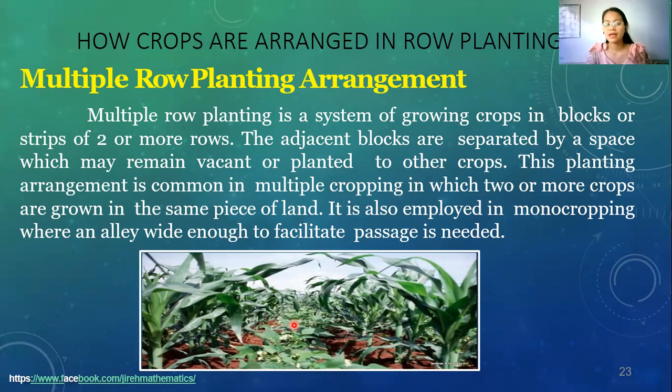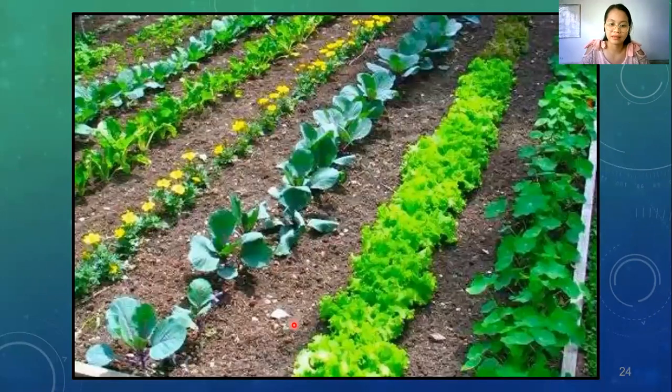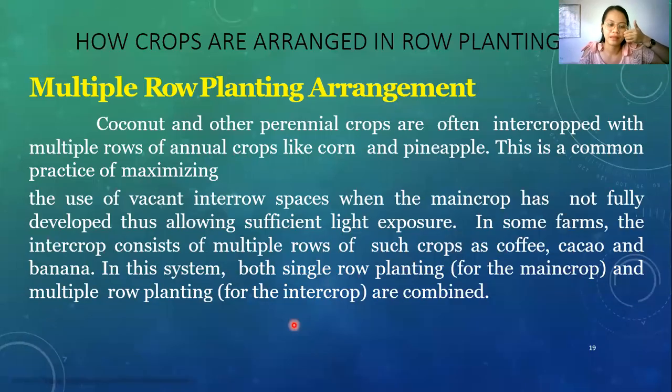So in monocropping, the passage that you use will now accommodate another crop. That is why you will have 2 or more crops grown in the same piece of land. Just like this one, you have a single row, and every single row is a different variety or different type of crop. Okay, so that is the multiple row planting arrangement.